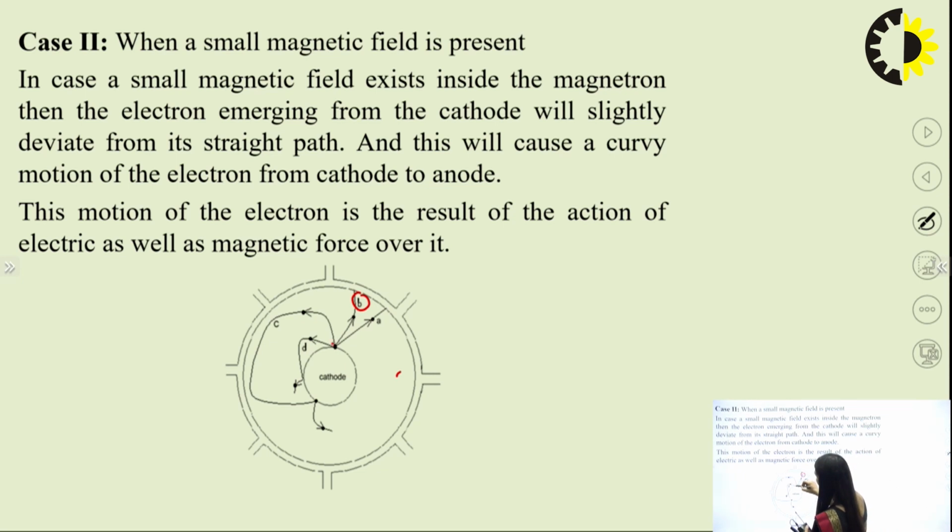See here, now the electron will move with a curved path. This curving depends on the magnetic field, how much magnetic field is present between these two. So this motion of the electron is the result of the action of the electric as well as the magnetic force on it.